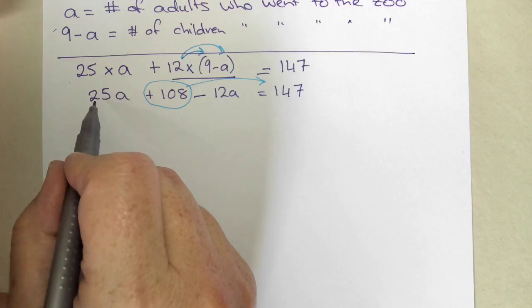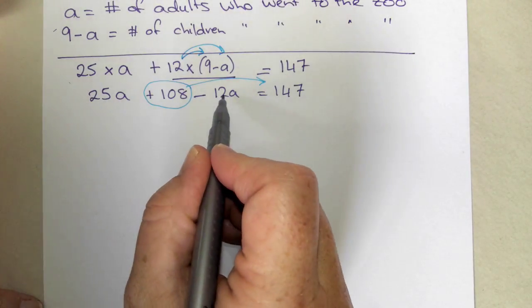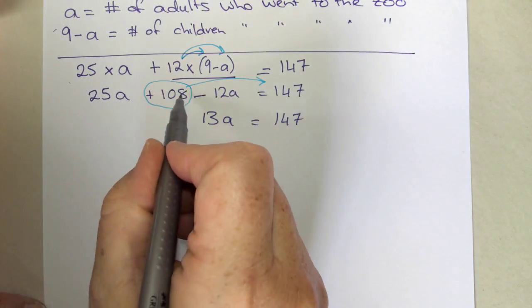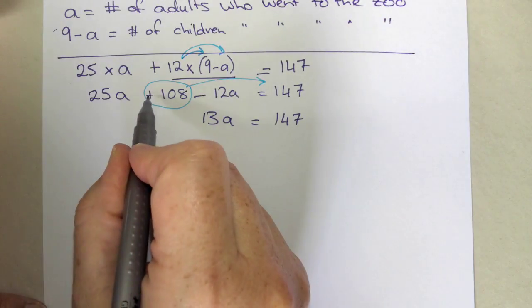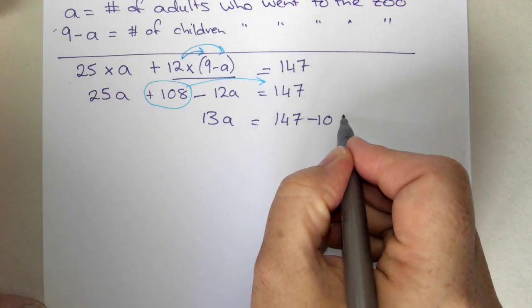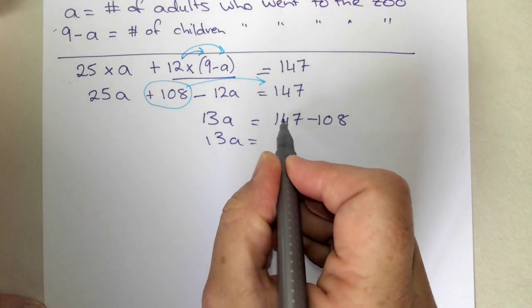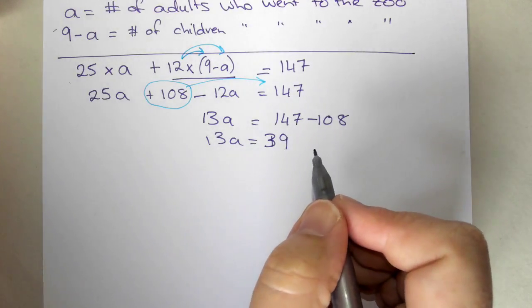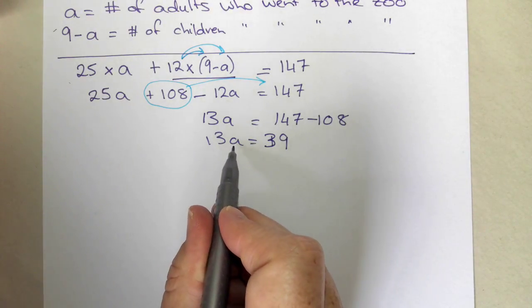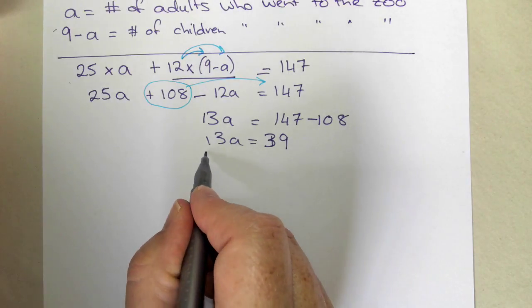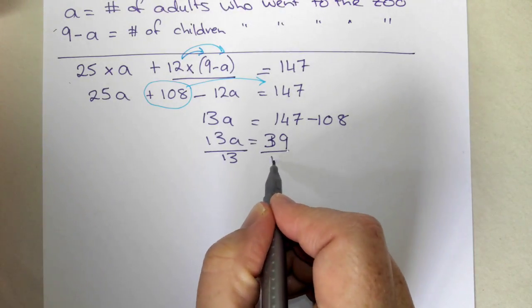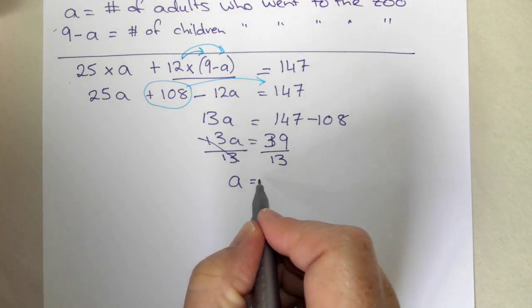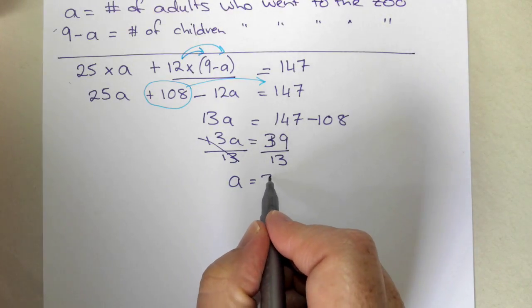Okay, so let's combine this together. 25 lots of a, take away 12 lots of a, leaves me with 13 lots of a, is equal to 147. Now this 108 here, when I move it across, it's gone from being a positive, it'll become a minus 108. So that means if I simplify 147 take away 108, that's going to give me 39. Now what I want to do is just get the a by itself. So this is 13 times a. The opposite of times is divide. So let's divide both sides by 13. That cancels the 13 on that side to leave me with a equals, now 39 divided by 13 is 3.